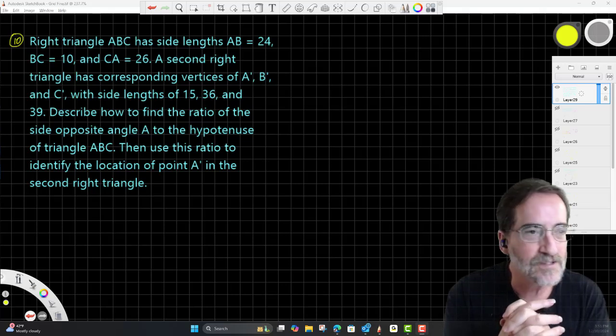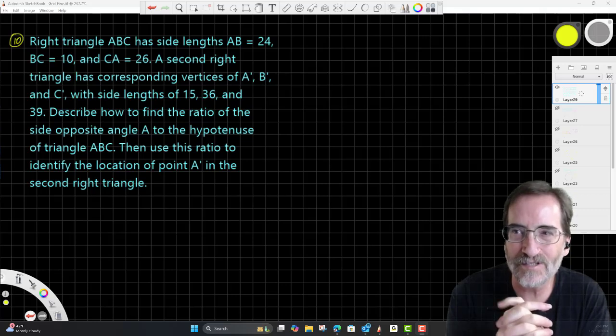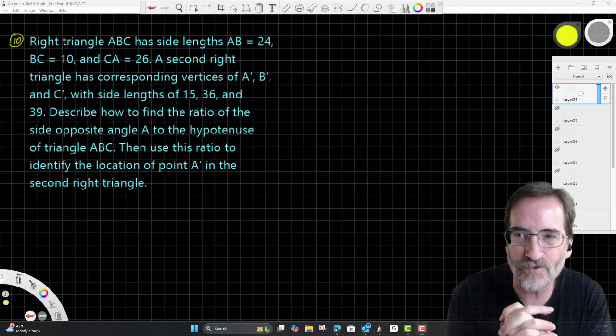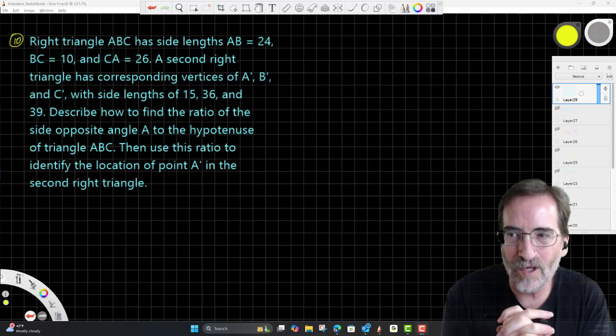All right, this next one is an essay question. It's a bit of a doozy. It says, right triangle ABC has side lengths AB equals 24, BC equals 10, and CA equals 26. A second right triangle has corresponding vertices of A prime, B prime, and C prime with side lengths of 15, 36, and 39. Describe how to find the ratio of the side opposite angle A to the hypotenuse of triangle ABC. Then use this ratio to identify the location of point A prime in the second right triangle.